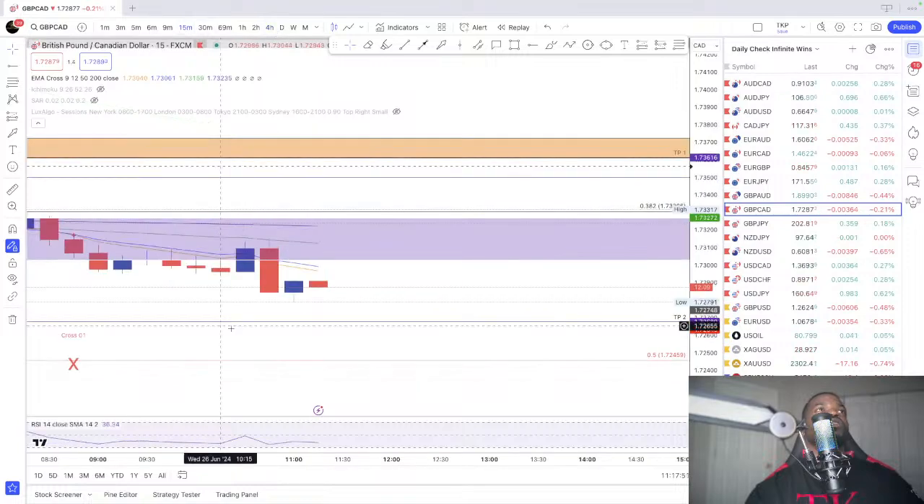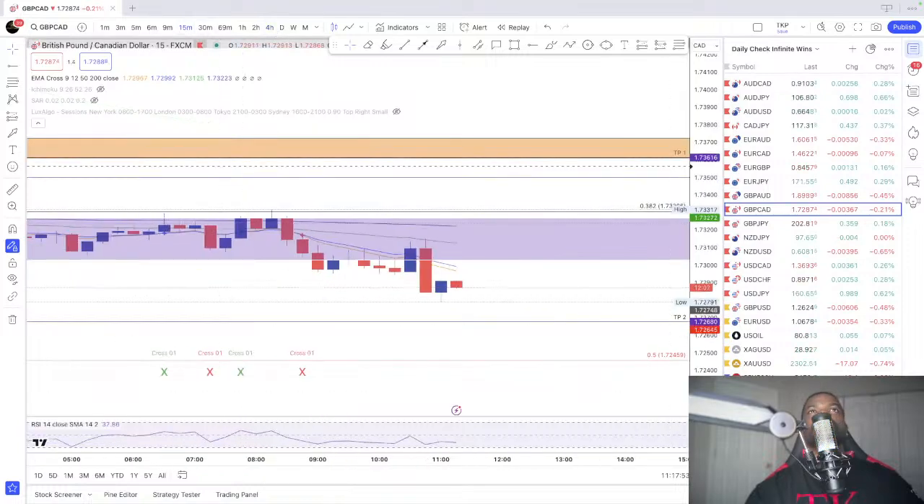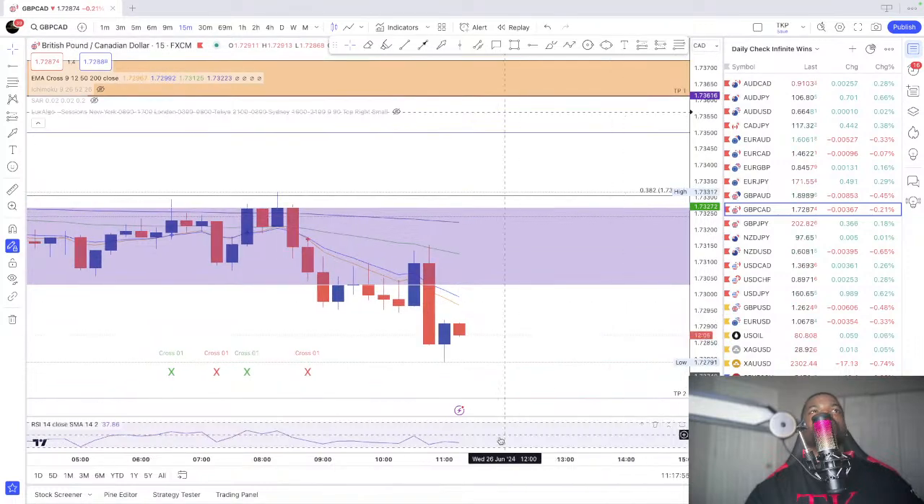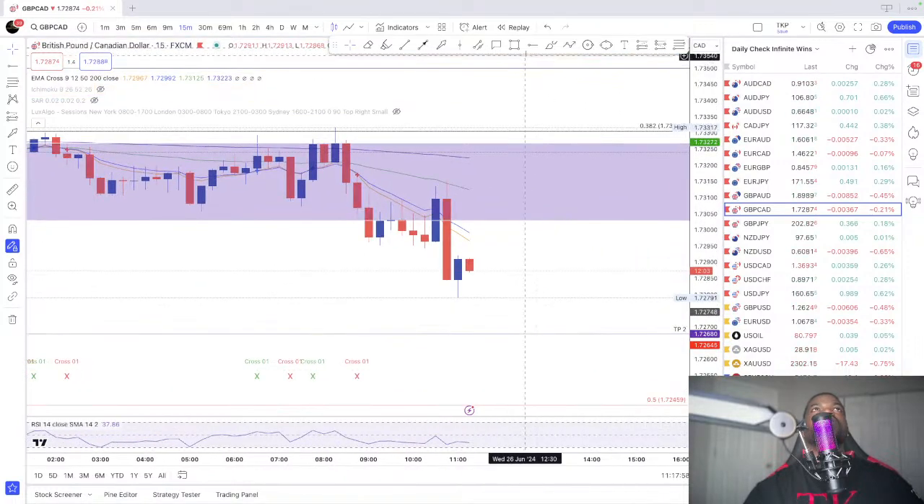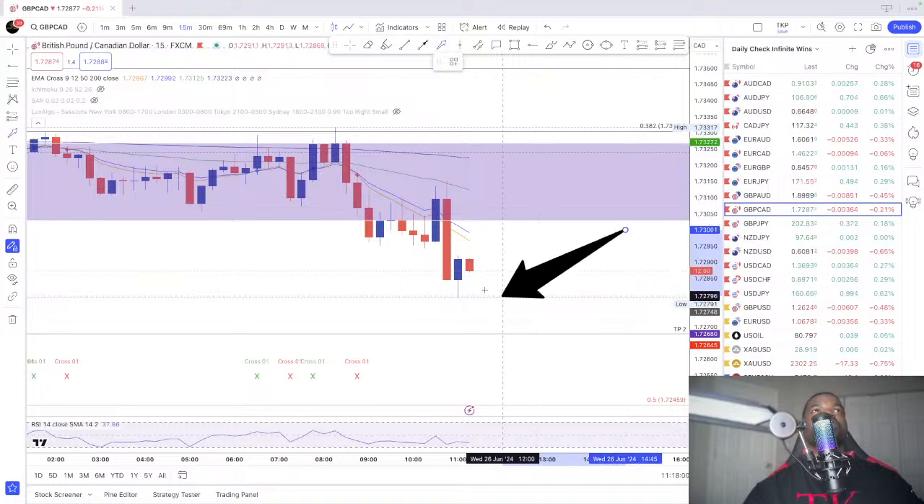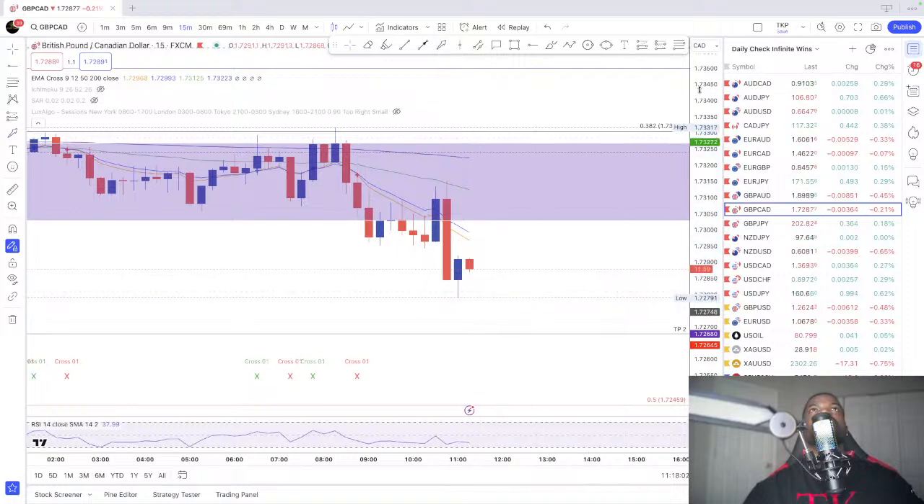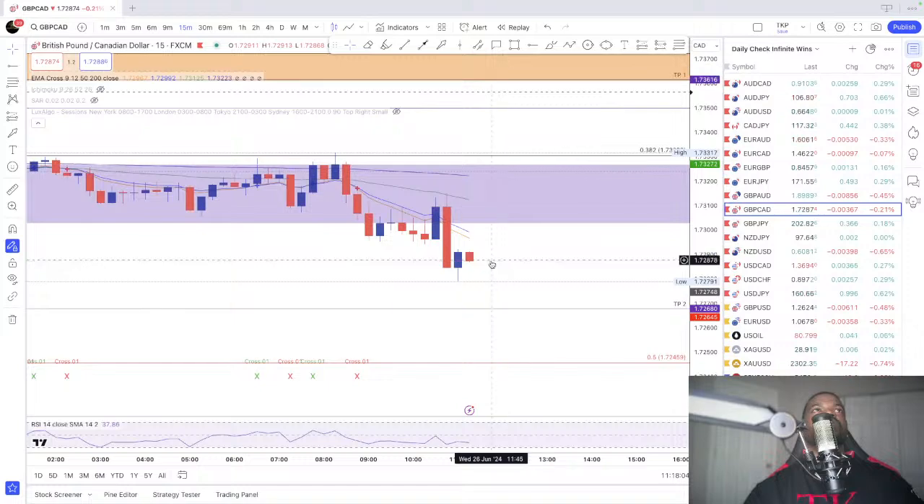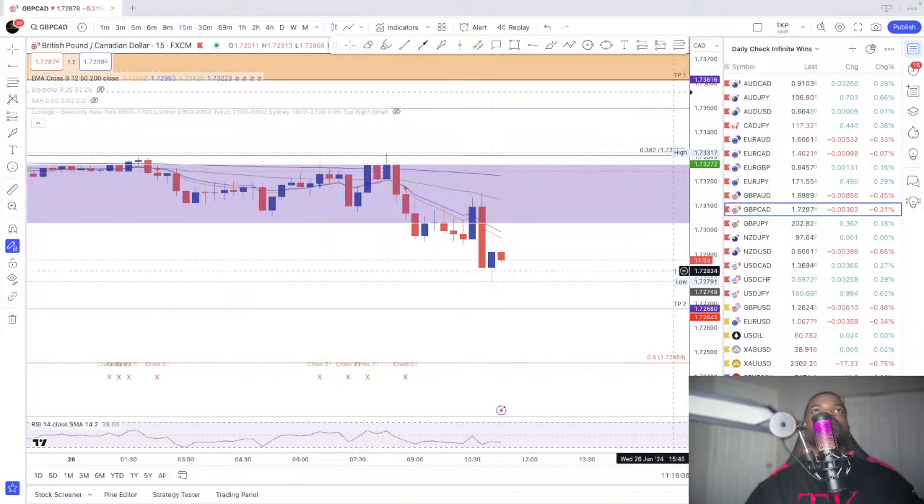So we need to just watch this on a lower time frame to figure out what's going to happen. Because if price rejects at this level, we're going to get a pullback to this zone here. All right, so let's just see.